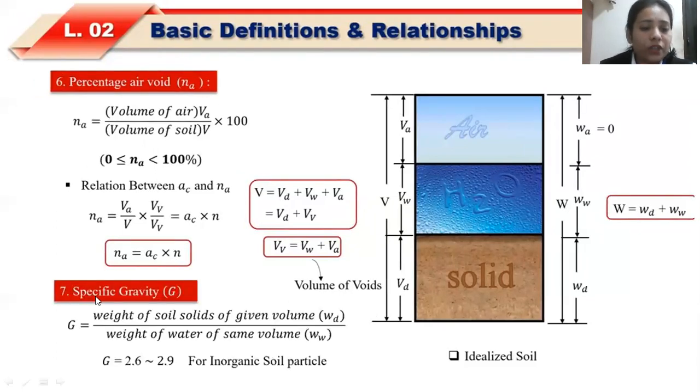Now the next definition is specific gravity. Specific gravity is denoted by G, which is the ratio of weight of soil solids of a given volume, which is denoted by WS, to weight of water of the same volume, that is WW. Generally, its value is 2.6 to 2.9 for inorganic soil particles.